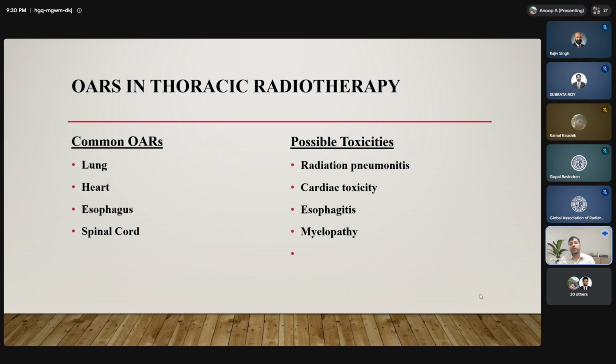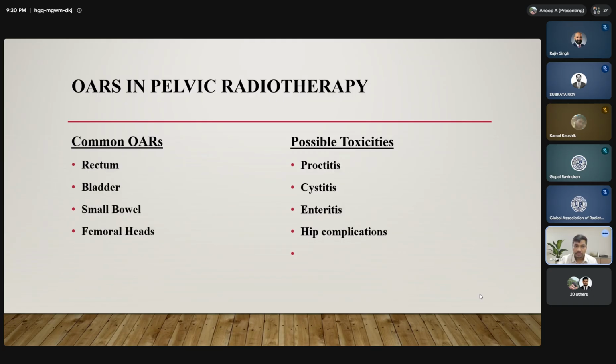In the case of thoracic radiotherapy, the common OARs are lung, heart, esophagus, and spinal cord. The possible toxicities are radiation pneumonitis, cardiac toxicities, esophagitis, and myelopathy. These are the common possible toxicities. In pelvic radiotherapy, common OARs are rectum, bladder, small bowel, and femoral heads. Possible toxicities: proctitis, cystitis, enteritis, and hip complications.